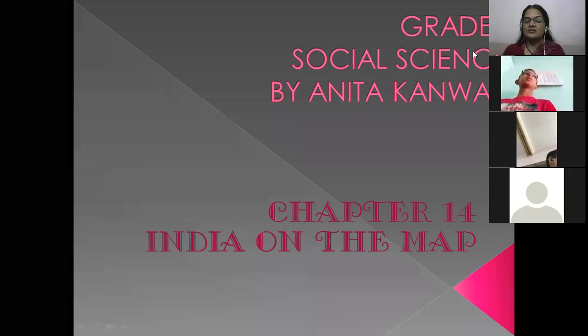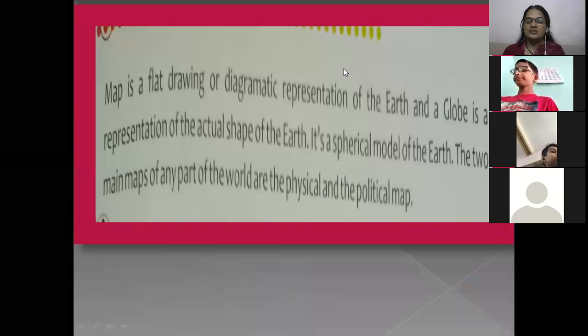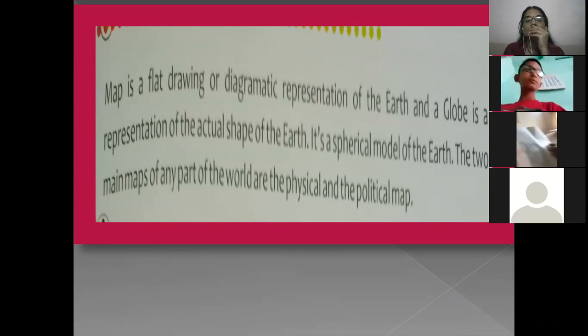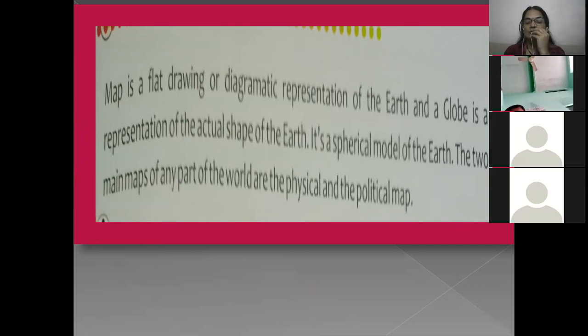About India's physical features, its mountains, plateaus, everything we are going to study about India. Okay, you all know what is a map. You have studied different types of maps also. So a map is a flat drawing or diagrammatic representation of the earth and globe. Yes, you know a globe is a representation of the shape of the earth.